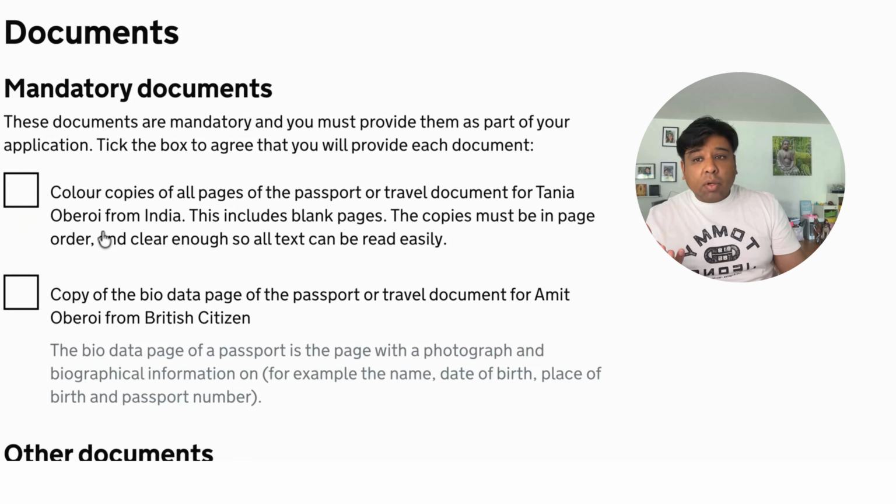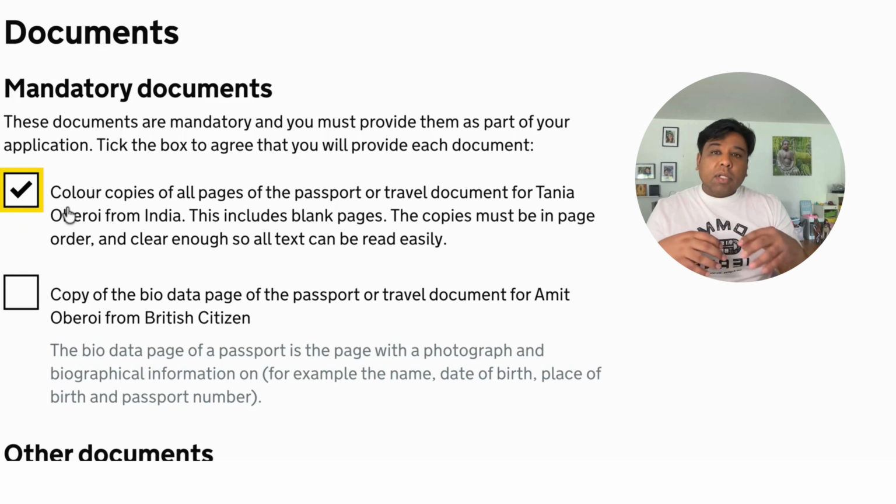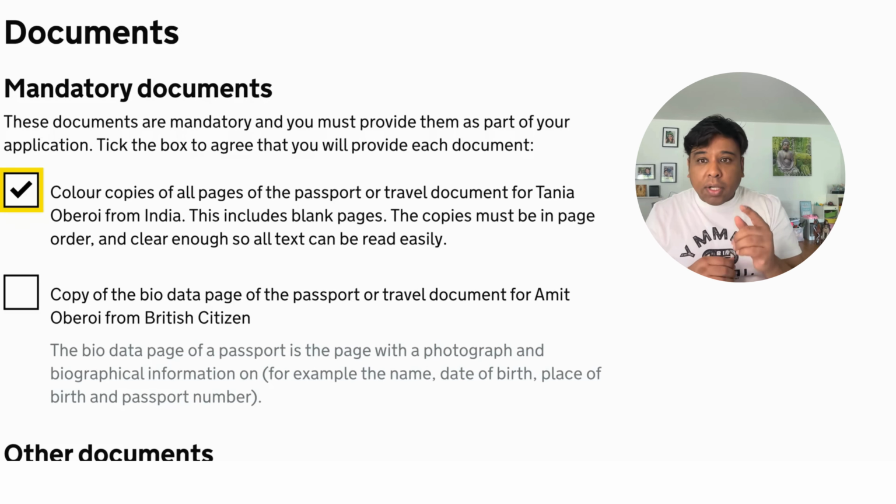Now, the mandatory documents: there is a checklist, and you have to provide colored copies of the passport. Now, the laws have changed and the requirements have changed. Now, what they expect from you, if you're the applicant, say you're the wife, is that you need to provide your passport copy in chronological order, even the blank pages.